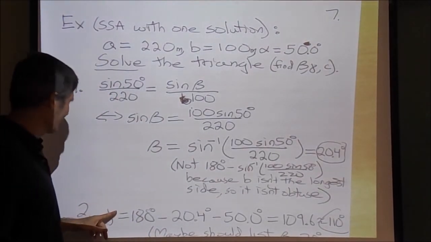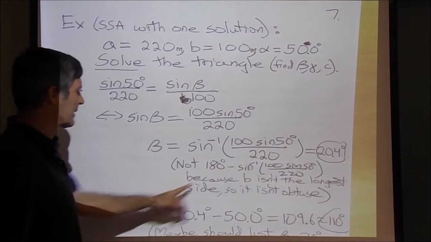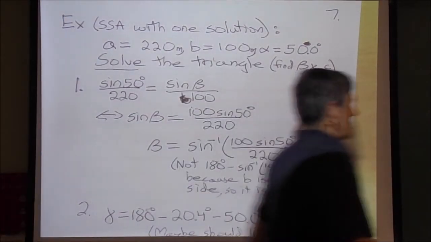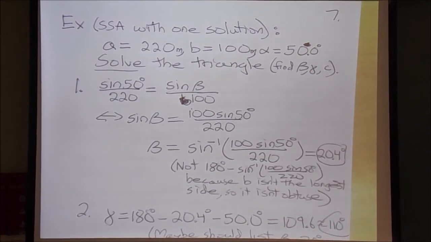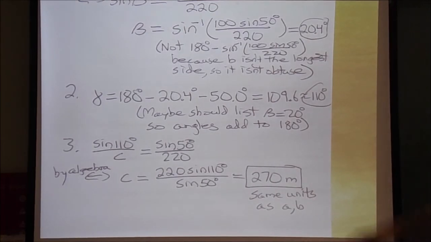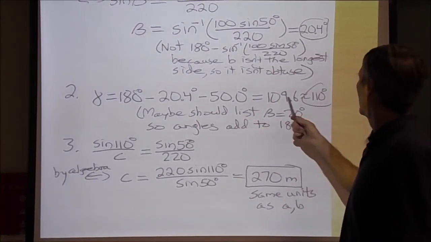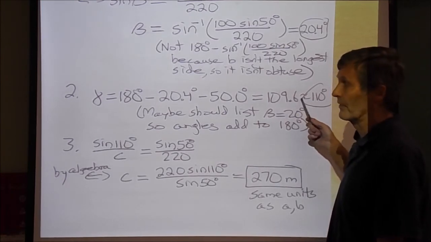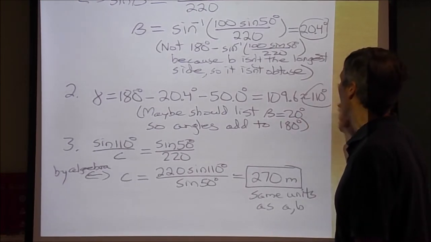These are tedious, aren't they? So we calculated that it's 20.4 degrees. Now, to finish the triangle, that's step 1. Steps 2 and 3, we calculate gamma by subtracting the two angles. We get 109.6, but we're only carrying three significant digits, so we round it to 110, right?